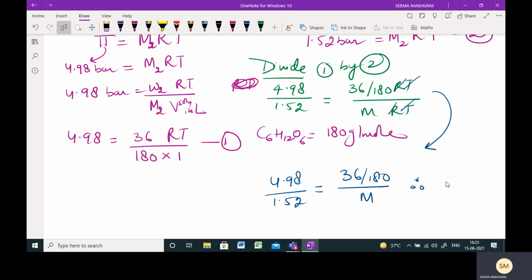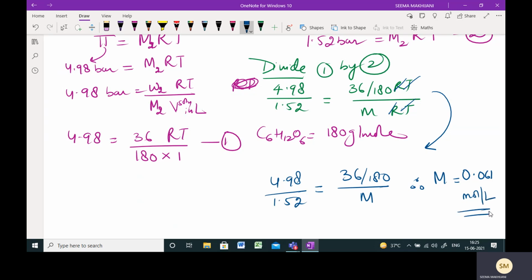Therefore, if you solve it, for your M value, please stop the video here, solve it on your own and get the value of M. It should come out to be 0.061. This is molarity, so moles per liter.